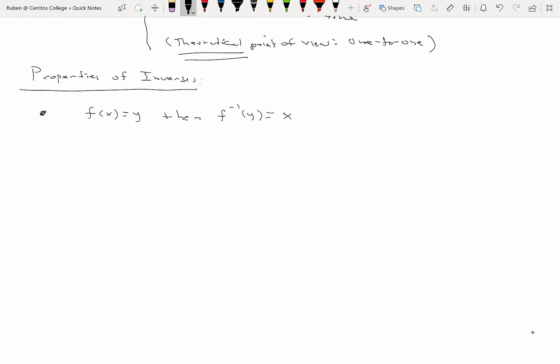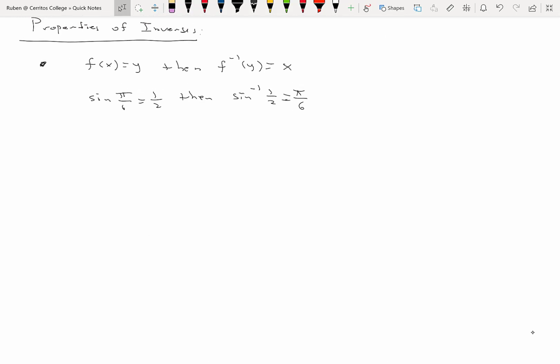Think about it this way. The original statement, f of x equals y, means the function turns x into y. So the inverse should turn y back into x. Functions and inverses, the only thing they do is undo the operations of each other. This is a very fancy way of saying that if the sine of pi over 6 is 1/2, then the inverse sine of 1/2 should equal pi over 6. So there's nothing really sneaky going on here with this statement.